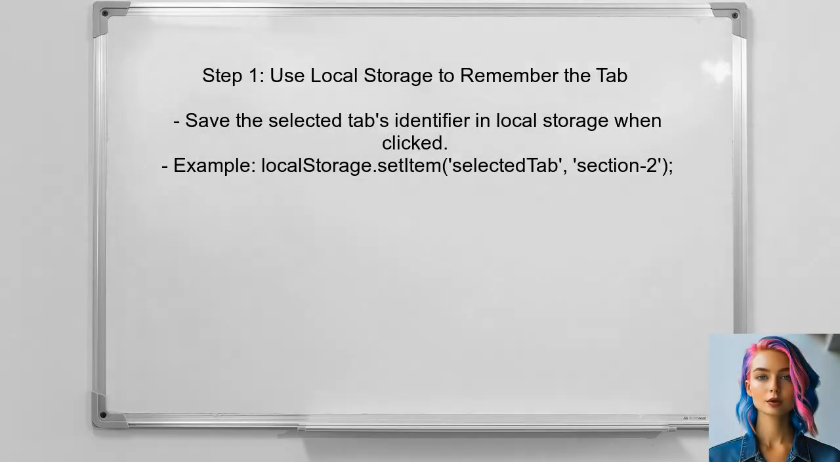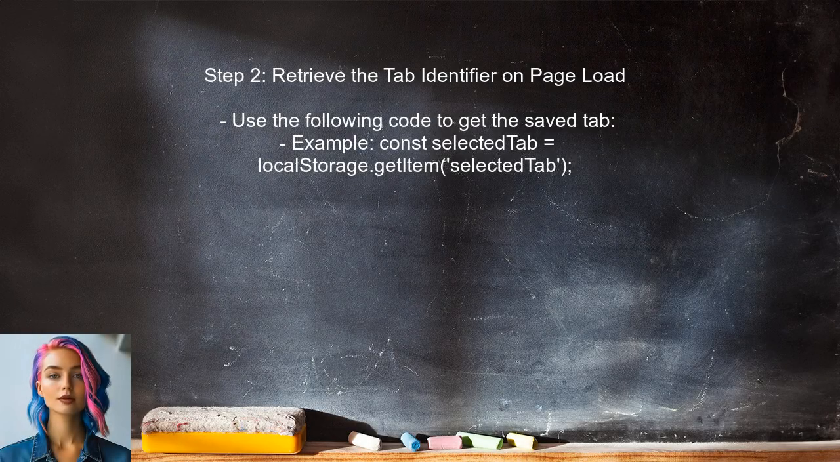To remember the last used tab when the user navigates back, the user can utilize the browser's local storage. This allows us to save the selected tab's identifier. Next, the user should retrieve the saved tab identifier from local storage when the product page loads. This will help in setting the correct tab as active.